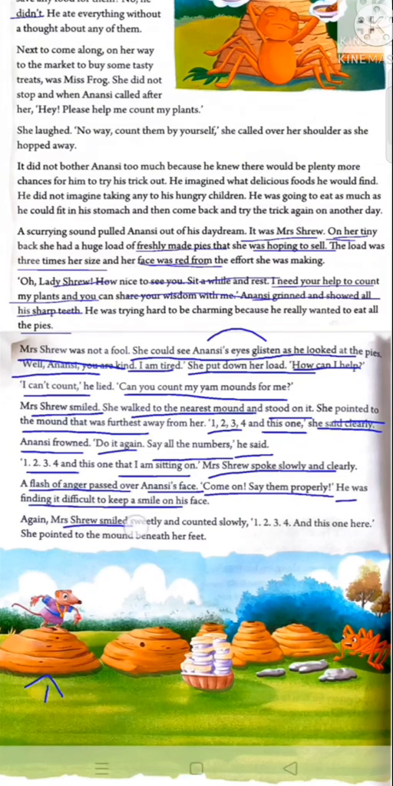Again Mrs. Ryu smiled sweetly and counted slowly. 1, 2, 3, 4, and this one here. She pointed to the mound beneath her feet. So here Mrs. Ryu again smiled sweetly and slowly counted 1, 2, 3, 4, and this one here, and she pointed to the mound on which she was standing, the mound which was beneath her feet. She just pointed to that particular mound and said, and this one. This time also Mrs. Ryu did not pronounce the word 5.